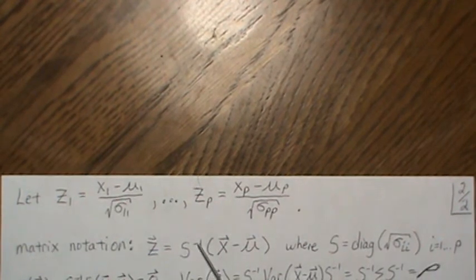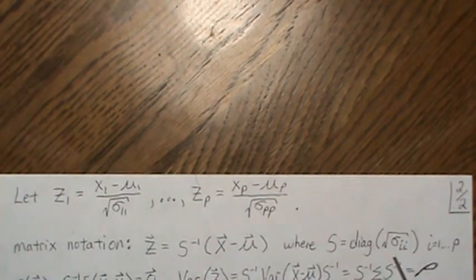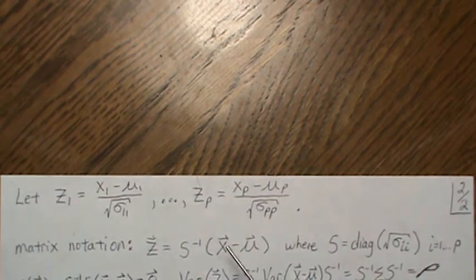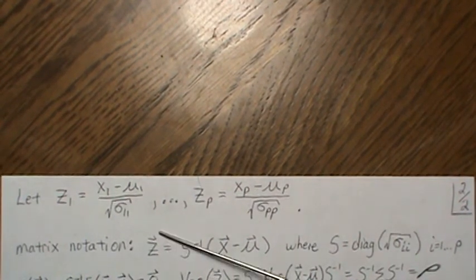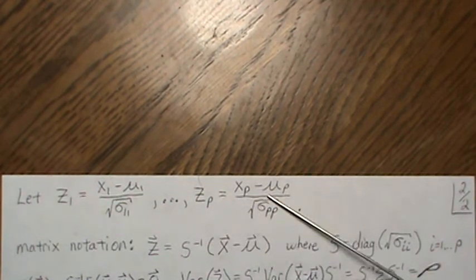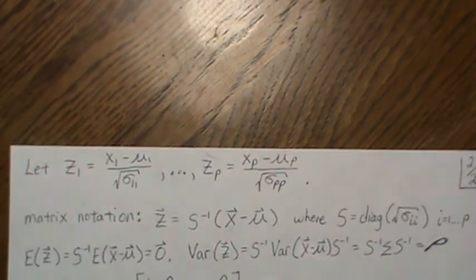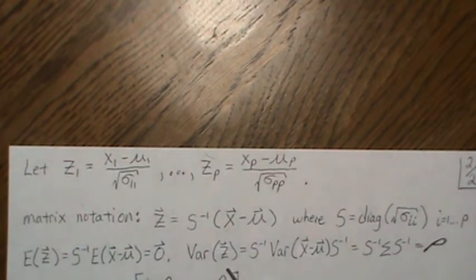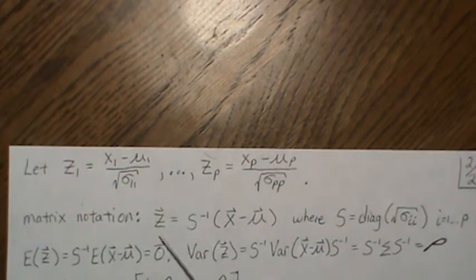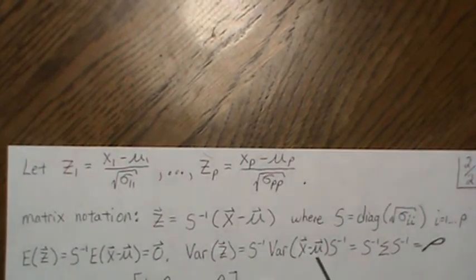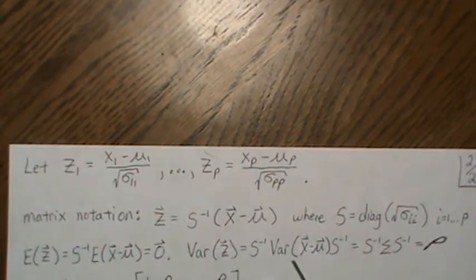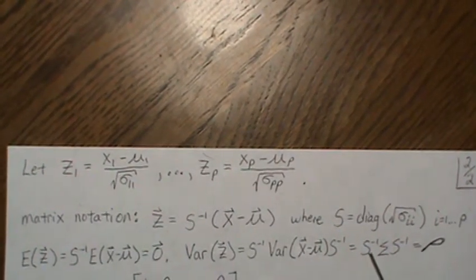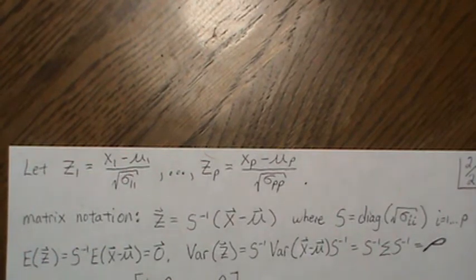And so this is a diagonal matrix, with the standard deviations down the diagonal. And so this produces a vector of these. So now the expected value of Z is 0. The variance of Z, you can take that out front, take it out back, and it's a variance of this. Adding or subtracting a constant doesn't change the variance, so that's just sigma. And then when you divide by the standard deviations everywhere, it ends up being a correlation matrix.